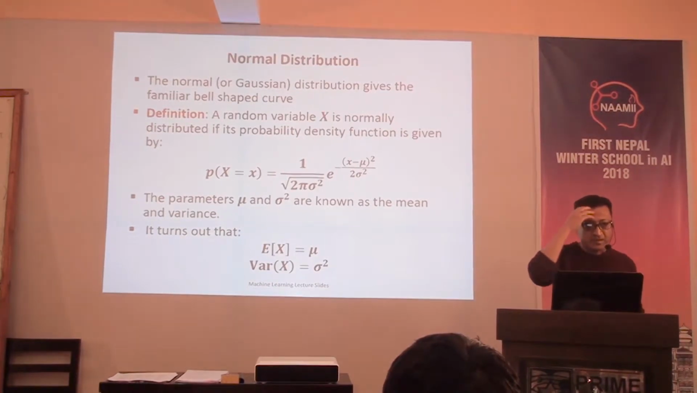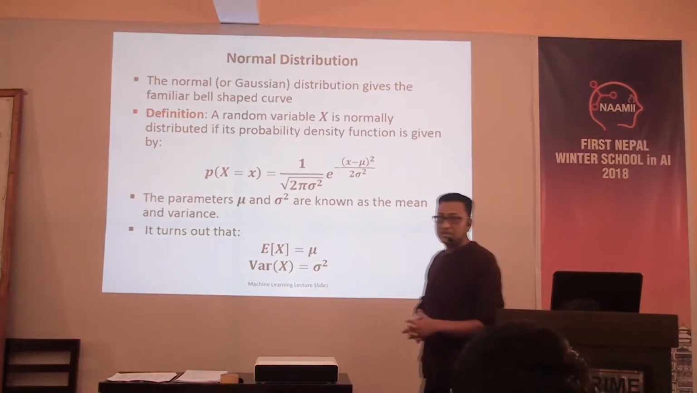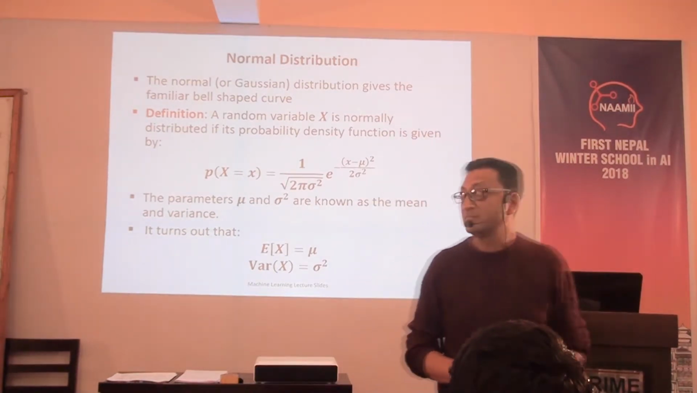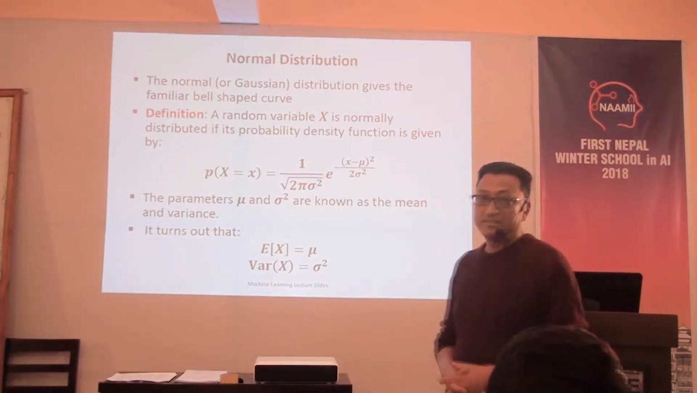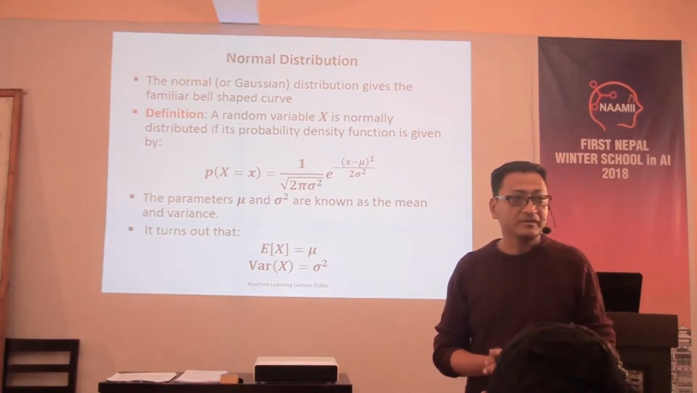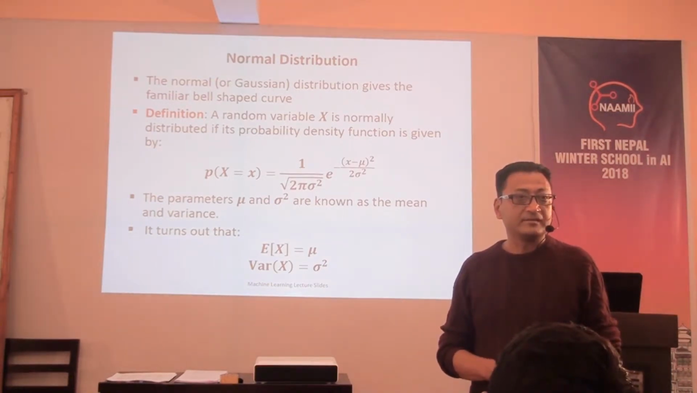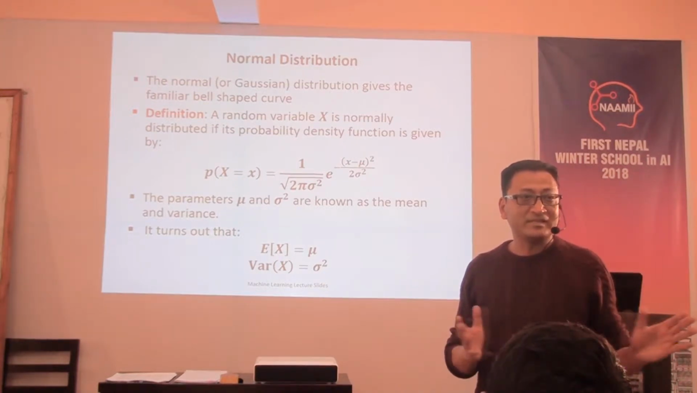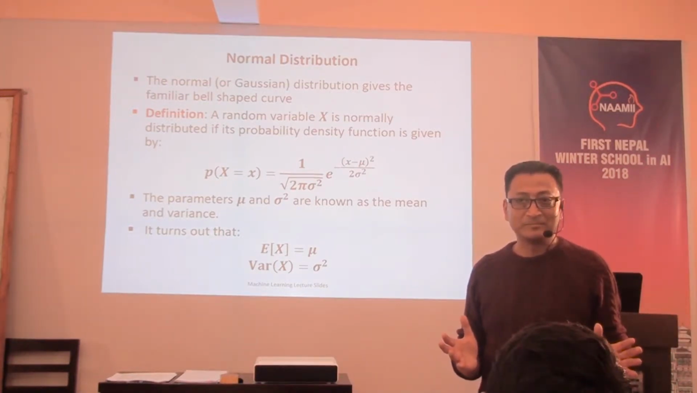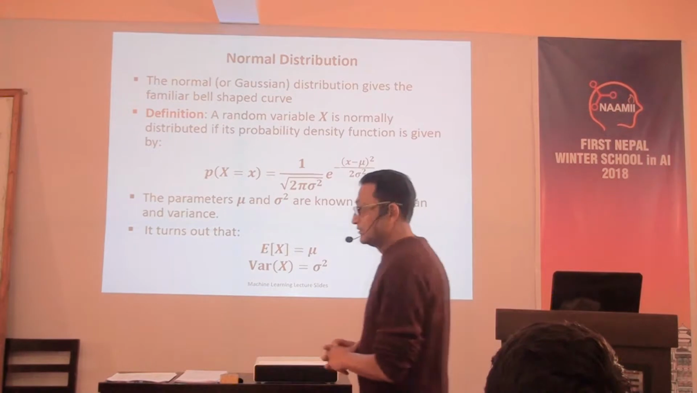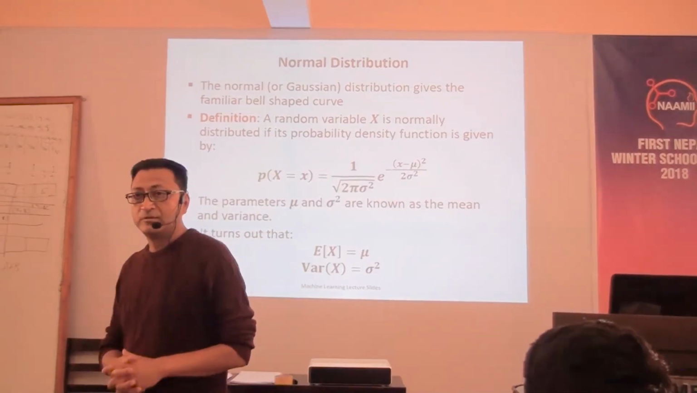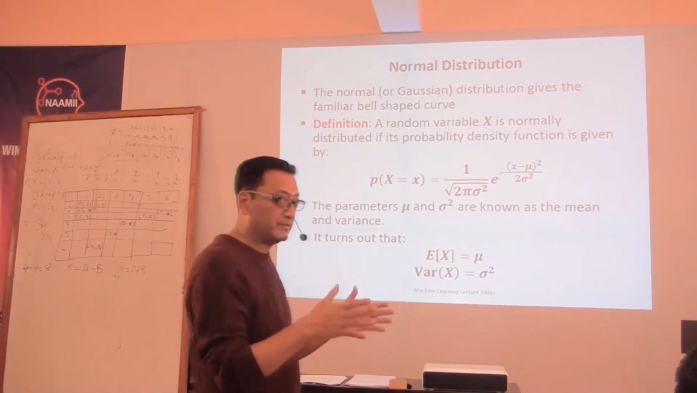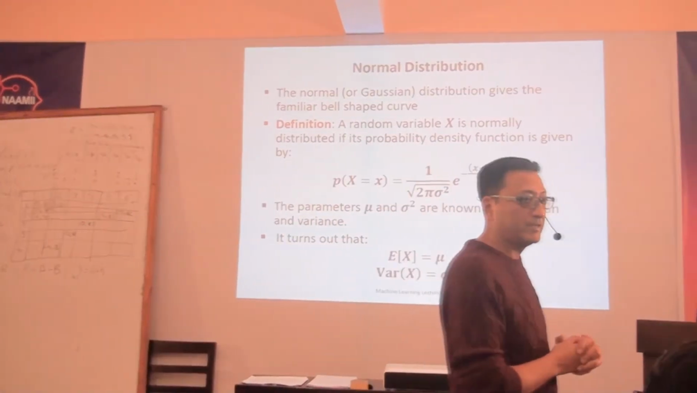Okay, so first, I'll spend a very short amount of time on the normal distribution. The normal distribution is the most famous distribution, also known as a Gaussian distribution, invented by Gauss in the 1700s. So it's very old. It's one of the most studied, most well-known distributions, and it gives you the familiar bell-shaped curve.